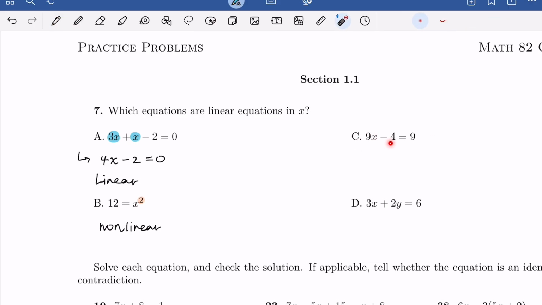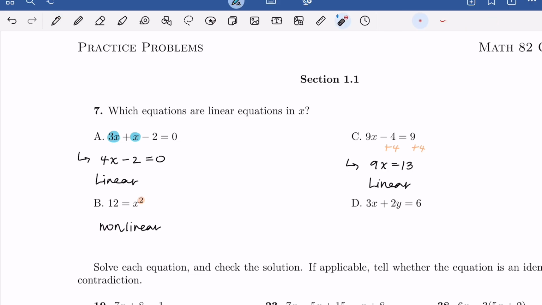We have 9x minus 4 is equal to 9. Now, in this case, we could simplify this a little bit further as well if we wanted to. We could add 4 to both sides of this equation. This would give us 9x is equal to 13. If we wanted to do that, we can, or we can just automatically recognize that these are all real numbers and our variable x is raised to the first power here. So this is going to be a linear equation in x.